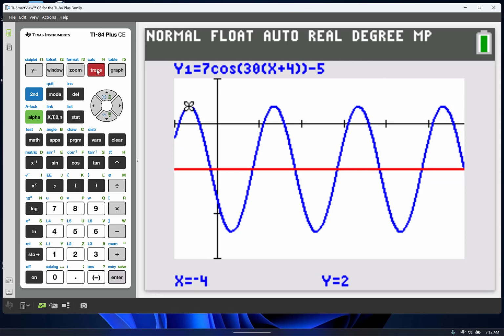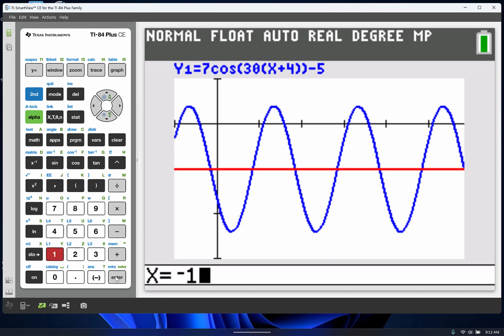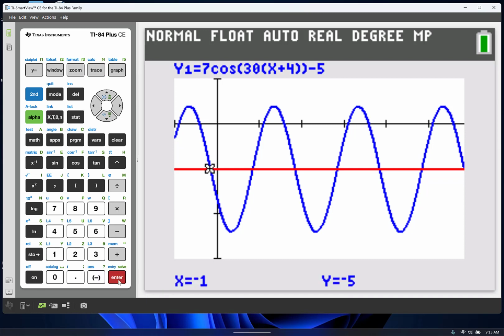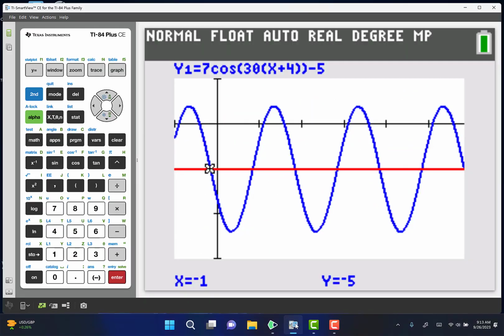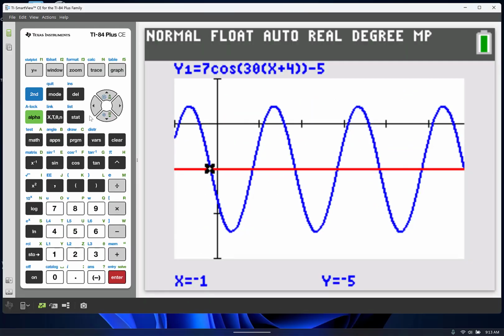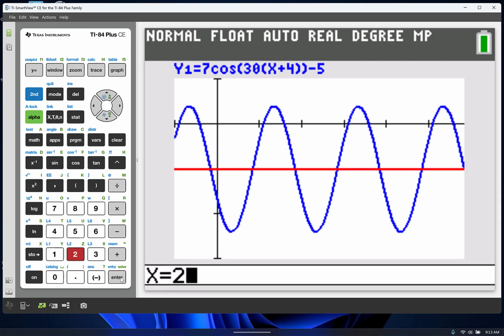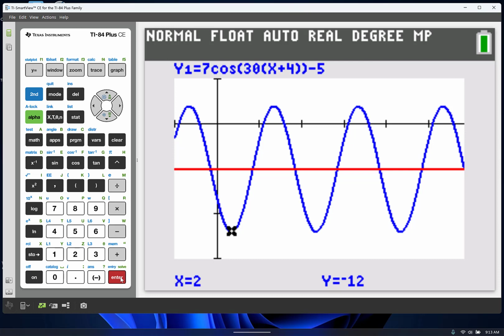Trace, I know that at -1, I'm at the midline. -1, enter. And there it is, -5 at the midline. Cool, right? I know that I have a min. Where's my min? My min's at 2. Once you push trace once, you don't have to push trace again. You can just push the number 2 now. 2, enter. And look at that, 2, -12. Do you guys see how we're doing this?